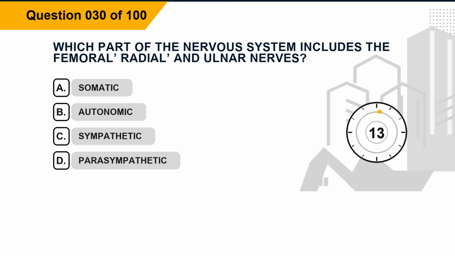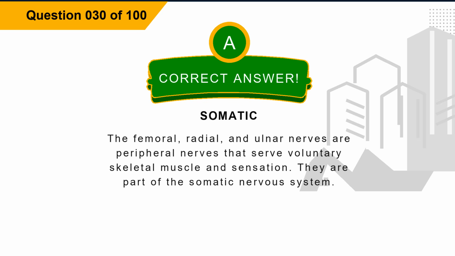Question 30. Which part of the nervous system includes the femoral, radial, and ulnar nerves? Option A, somatic. Option B, autonomic. Option C, sympathetic. Option D, parasympathetic. The correct answer is option A, somatic. Explanation. The femoral, radial, and ulnar nerves are peripheral nerves that serve voluntary skeletal muscle and sensation. They are part of the somatic nervous system.